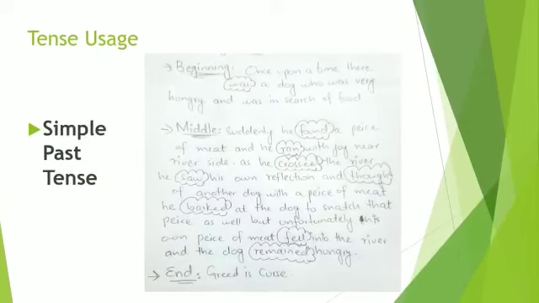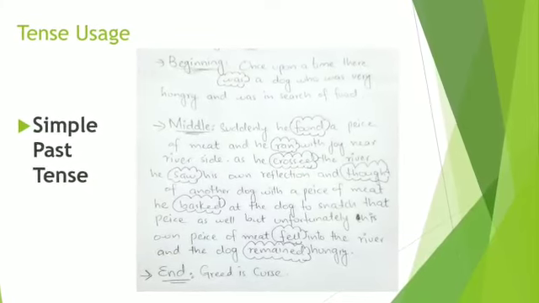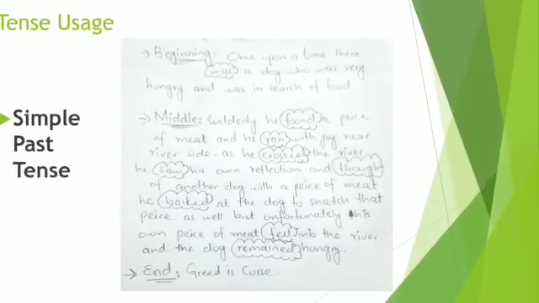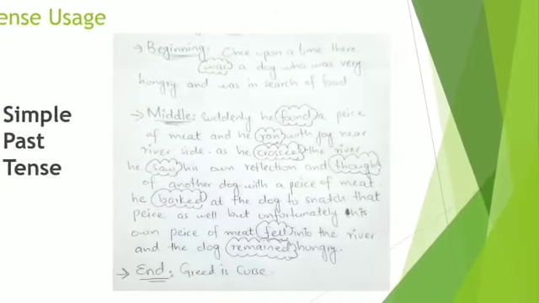Here I have circled the verbs for you. You can see that all the verbs are in the second form, which clearly depicts that the simple past tense is used while writing a story.